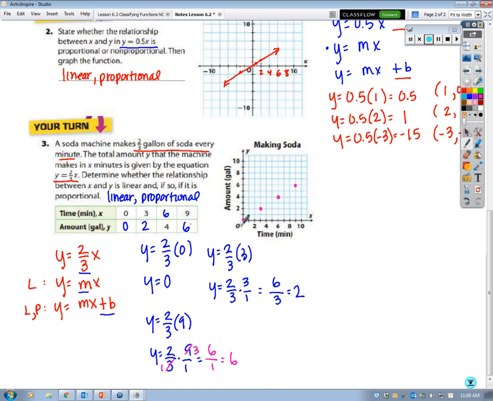So what I see here is I do see a linear equation. I'm going to go ahead and connect those points because at any point we can determine a corresponding value of the amount of soda made.